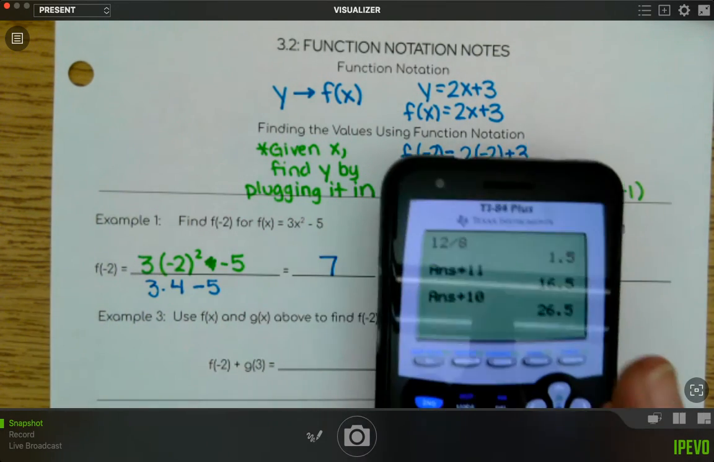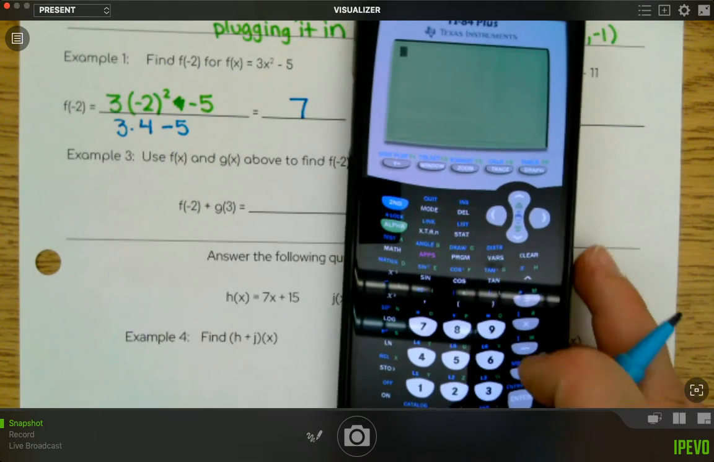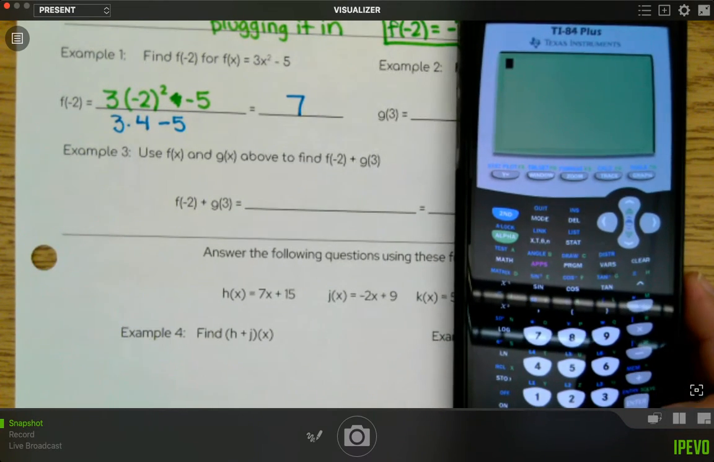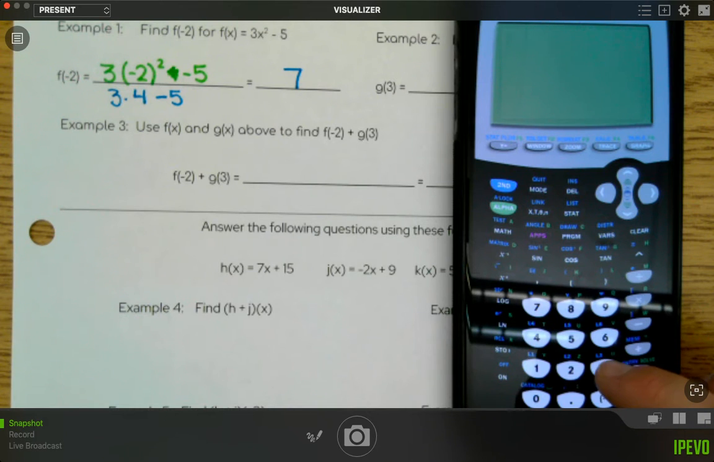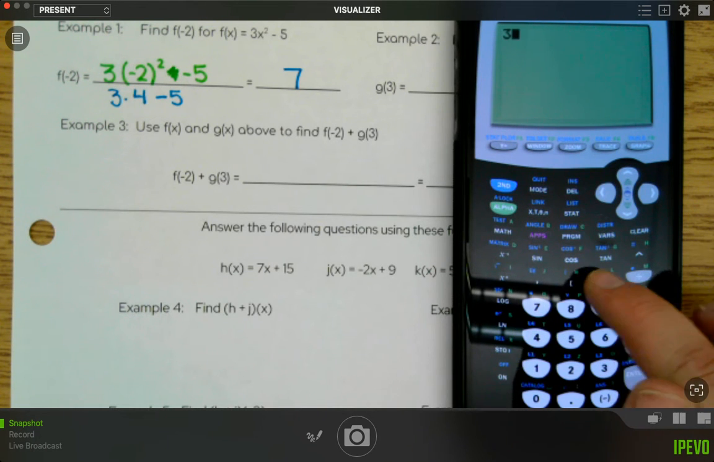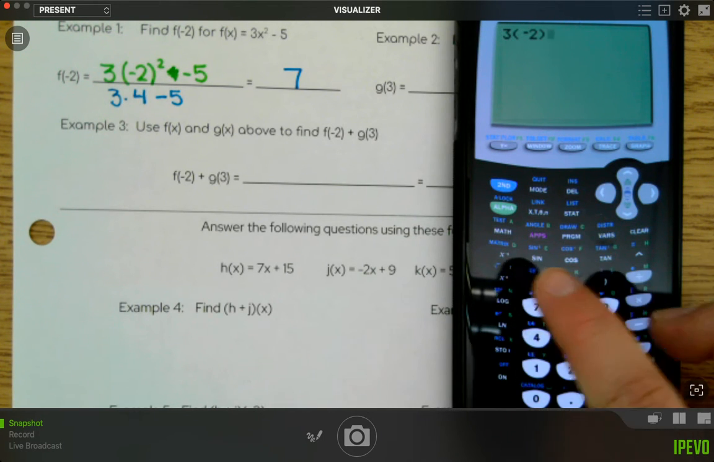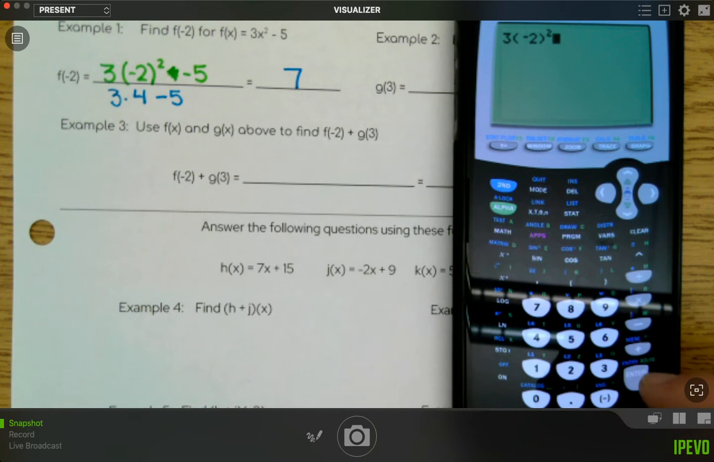Here's how you can type it into your calculator too. And you have this calculator on your Chromebook. You just have to go to the bottom left of your screen and click Apps. Okay, and what you're going to do is 3, and then there's parentheses buttons above 8 and 9. And then the squared button is right here, kind of diagonal from the 7. Minus 5. There you go.